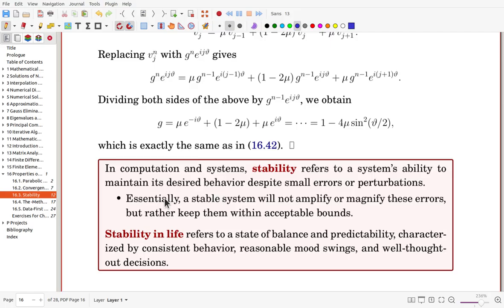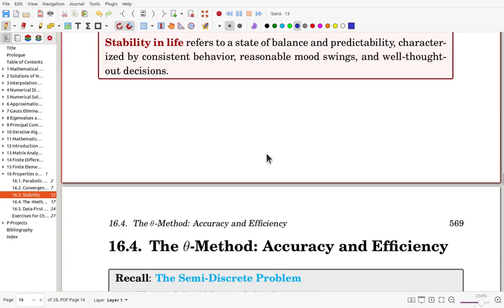So stability is used in real life in this way, but in mathematics, stability is defined so that at each time level, the energy is bounded by the initial given energy. That's the stability. Okay, this is the end of the section.